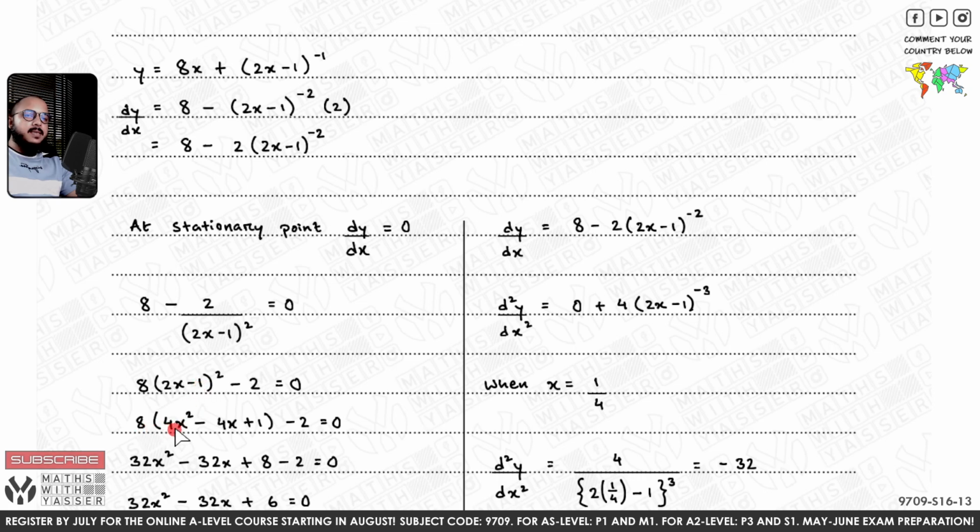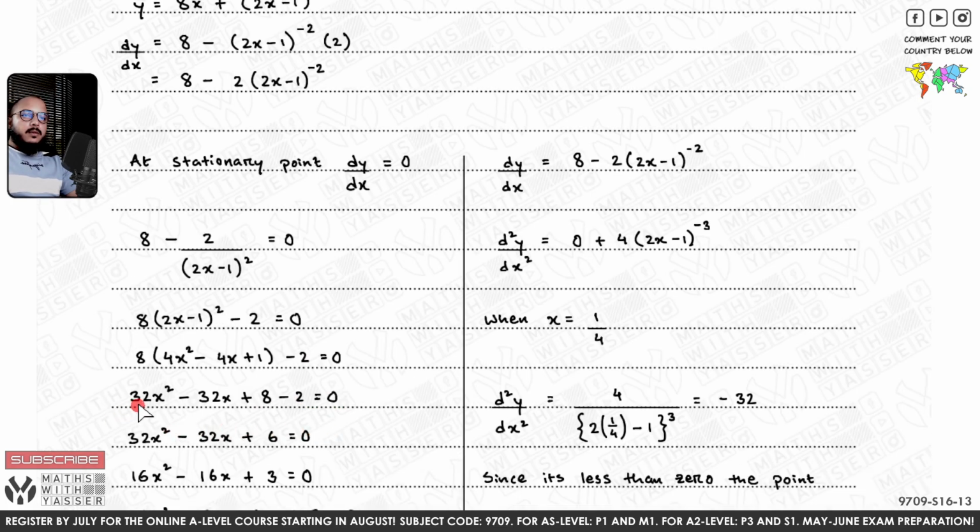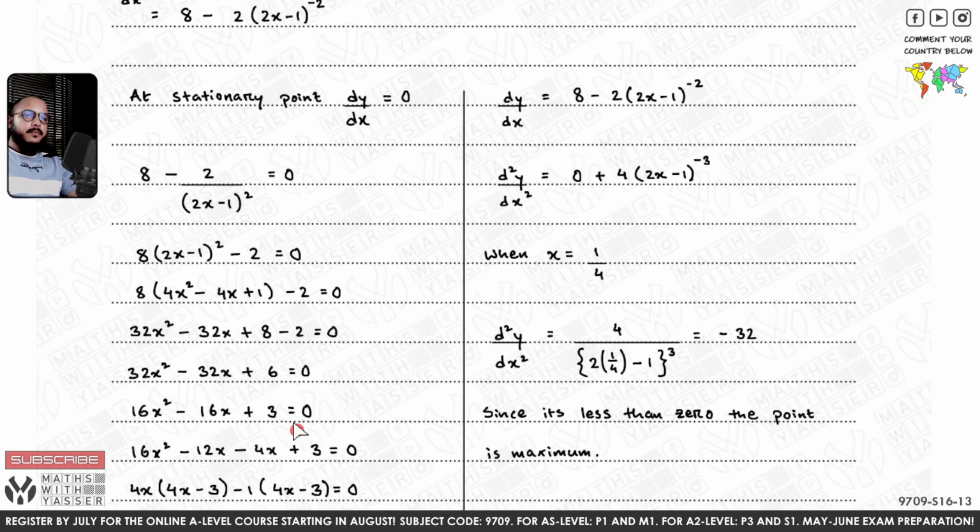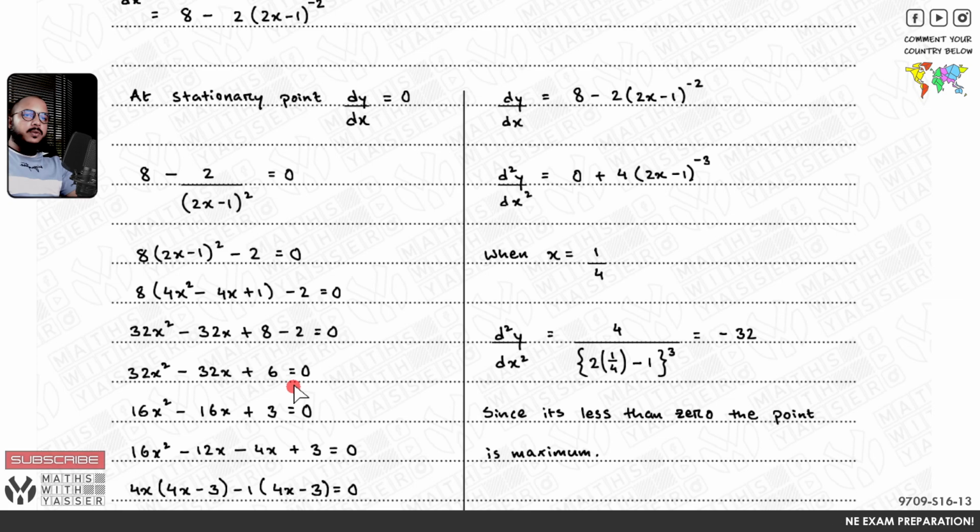So I'm expanding this now with the formula (a - b) whole square. That gives us 8 times (4x^2 - 4x + 1) - 2 = 0. Simplifying this, we get 32x^2 - 32x + 8 - 2 = 0. So 32x^2 - 32x + 6 = 0. If I divide both sides by 2, I get 16x^2 - 16x + 3 = 0. So 16x^2 - 12x - 4x + 3 = 0. So I have done the middle term break.